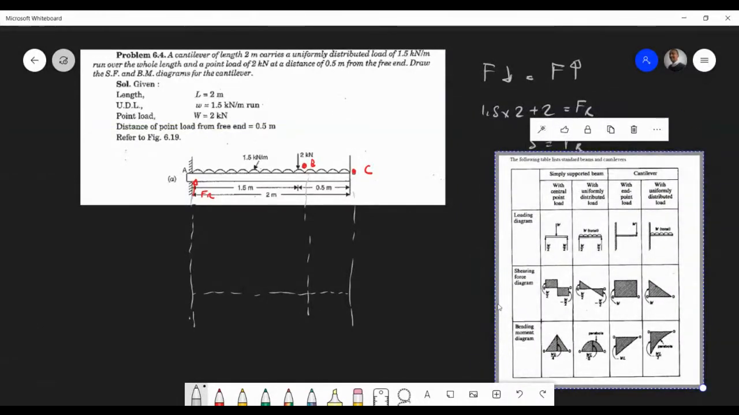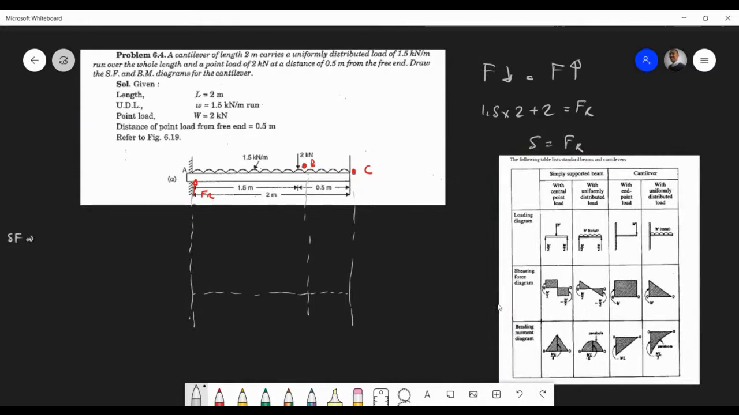So let's do shear force at A, B, and C. Where should we start? Does it make a difference where we start? I'll start at A. At A, we go 5 up. So at A, it's 5 kilonewtons.